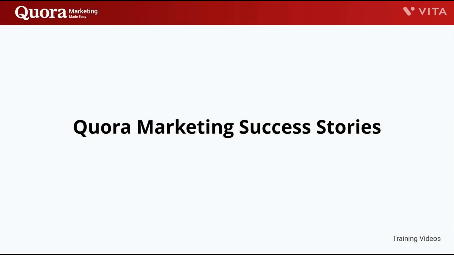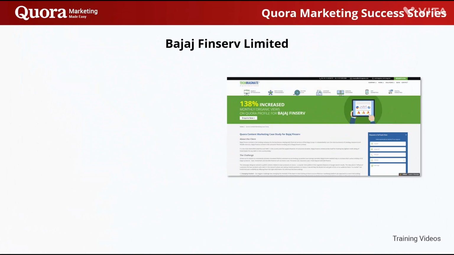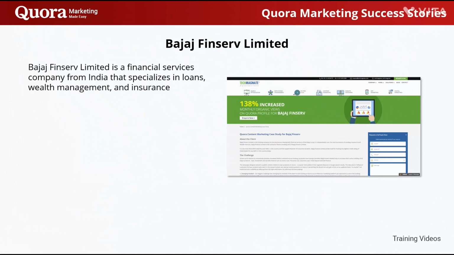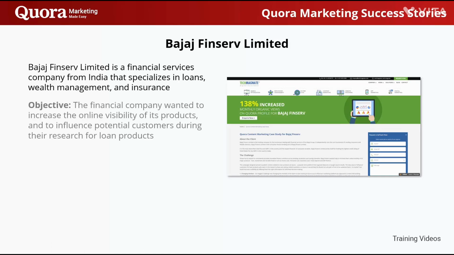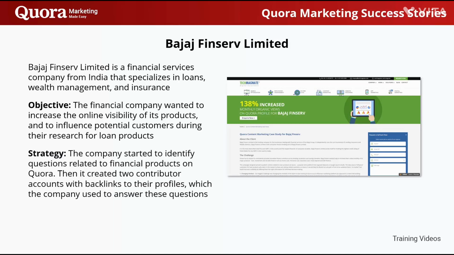Quora Marketing Success Stories. Bajaj Finserv Limited. Bajaj Finserv Limited is a financial services company from India that specializes in loans, wealth management, and insurance. Objective: the financial company wanted to increase the online visibility of its products and to influence potential customers during their research for loan products. Strategy: the company started to identify questions related to financial products on Quora. Then it created 2 contributor accounts with backlinks to their profiles, which the company used to answer these questions.